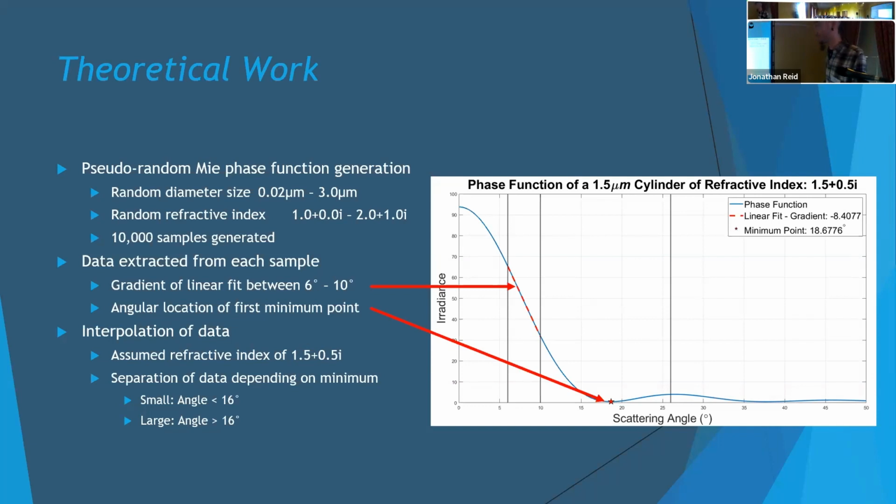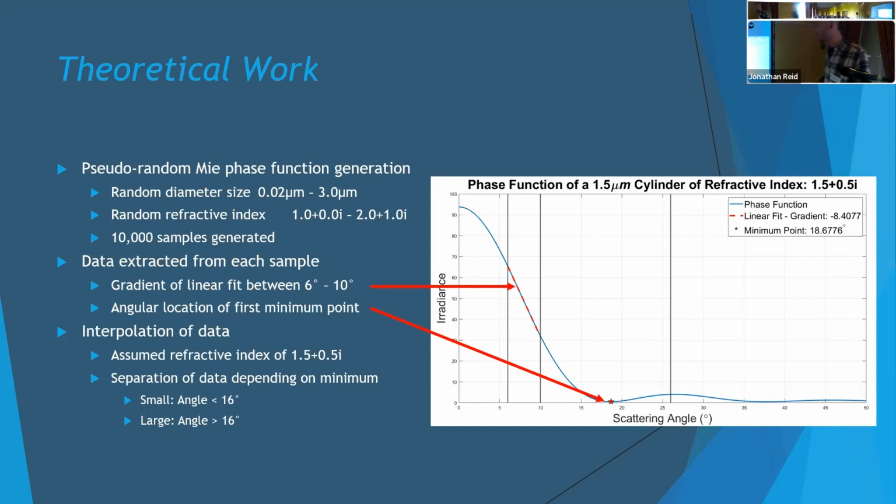So I created a lookup table and then made 10,000 randomly generated phase functions between these diameters: 0.02 microns, because I didn't think going any smaller than that would be very useful, and the high limit of the WHO regulations, which is 3 microns. I also randomized the refractive index between 1 and 2 plus 1i.